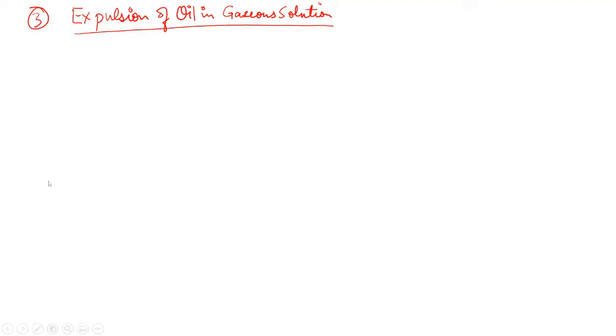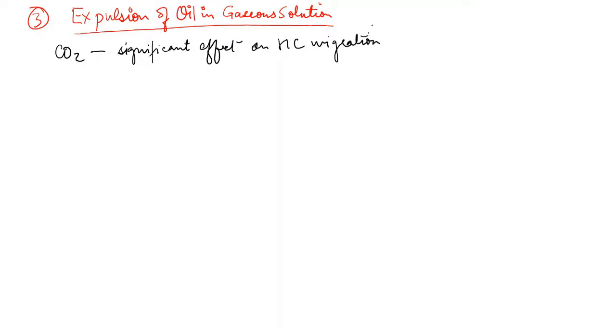People have done several studies, and now it is considered that, directly or indirectly, carbon dioxide has a significant effect on hydrocarbon migration. So what happens here is that if CO2 combines with calcium ions, it may precipitate calcitic cement.